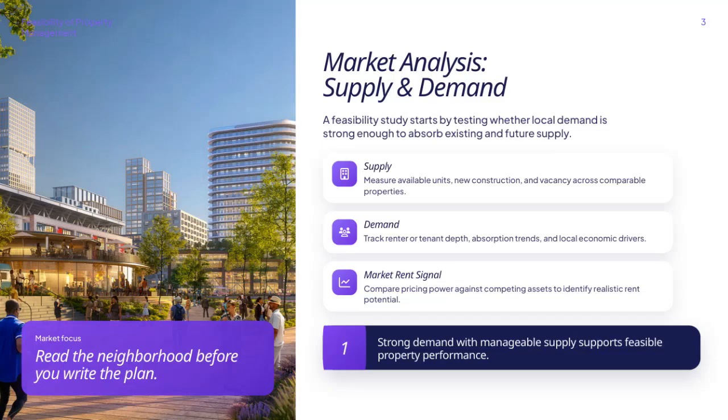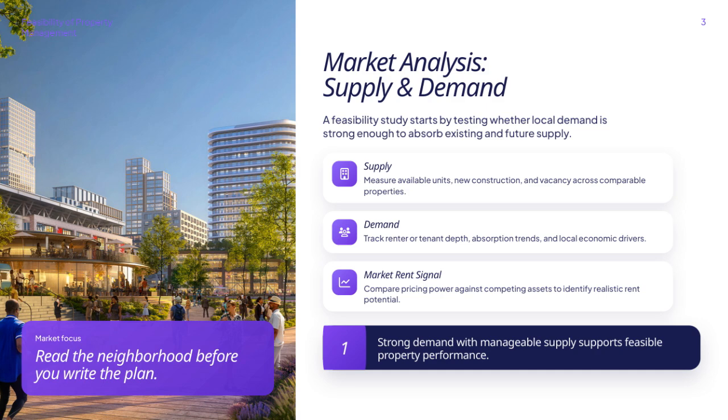When conducting a market analysis, the first step in any feasibility study is to assess whether local demand can support both current and future supply. On the supply side, we look at the number of available units, new construction projects underway, and vacancy rates among similar properties. This helps us understand how much product the market currently has and anticipates additional inventory coming in. On the demand side, we track the depth of renters or tenants, absorption trends showing how quickly units are leased, and the local economic factors driving that demand.